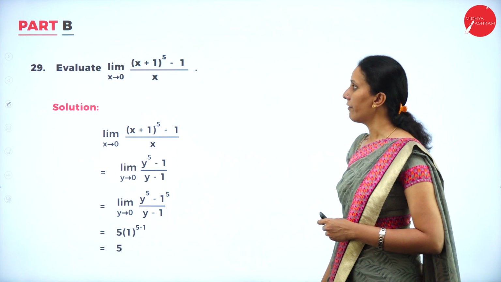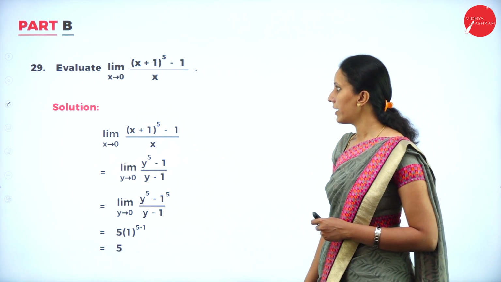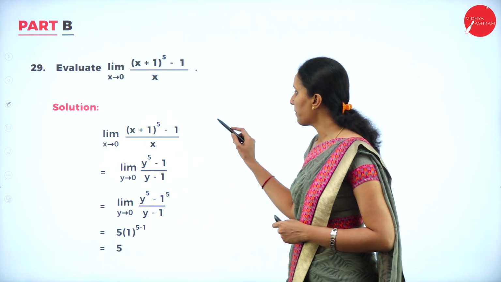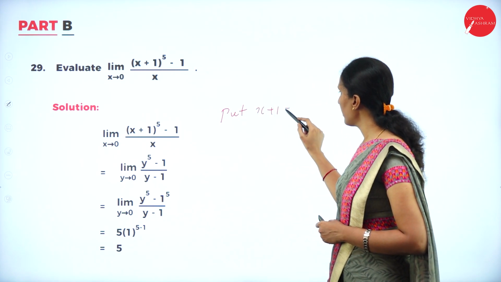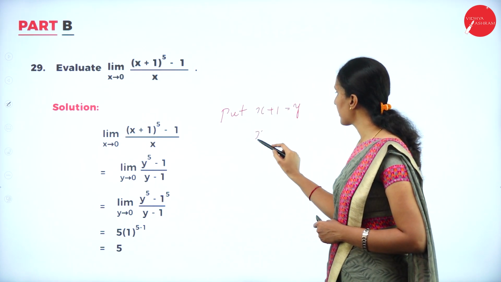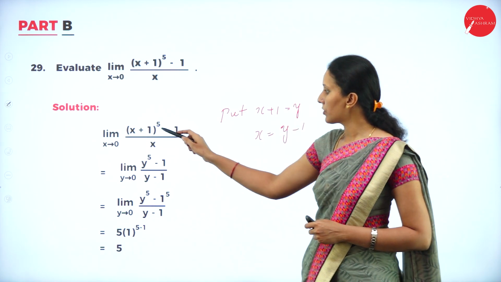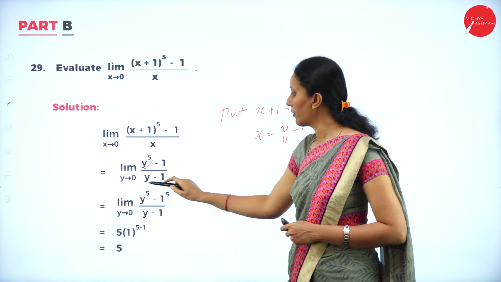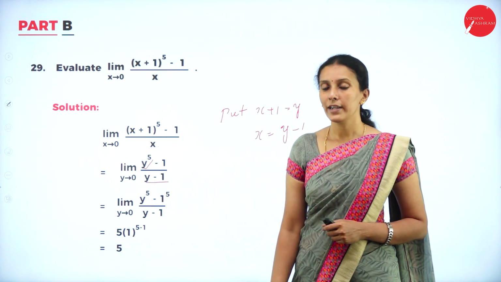Next question. Evaluate limit x tends to 0, (x plus 1) whole power 5 minus 1 divided by x. So here, I'll make a substitution, put x plus 1 is equal to y. Then what is x? x can be written as y minus 1. So that is what I have changed here. x plus 1 is y and x is y minus 1. The limit x tends to 0 changes to y tends to 1.